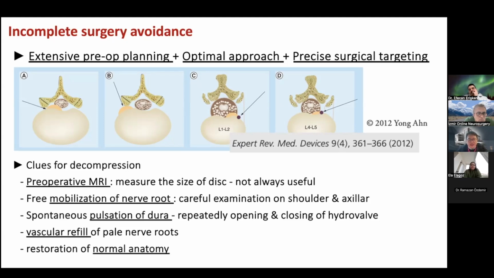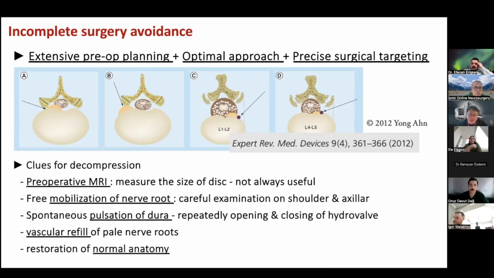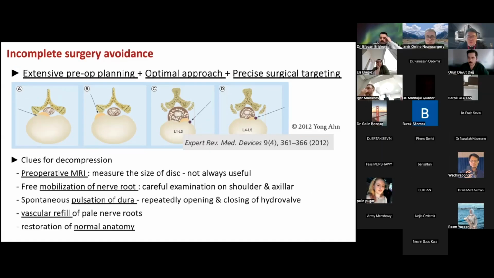So one of the things is having a look at the pre-op images and measuring the size of the disc, but this is not always useful. Intraoperatively, you can observe the free mobilization of the nerve root, careful examination of the shoulder and the axilla as well. Spontaneous pulsation of the dura is also a good clue that you have decompressed the nerve root. Vascular refilling of a pale nerve root is also a good sign, and restoration of normal anatomy, which was distorted due to the disc or the compression. When you see them restoring back to normal anatomy, that's a very good sign of good decompression.